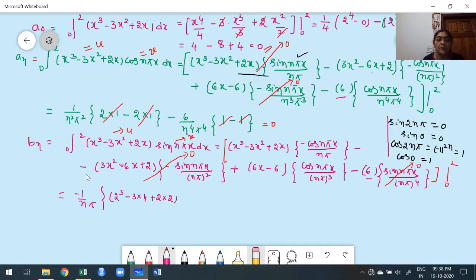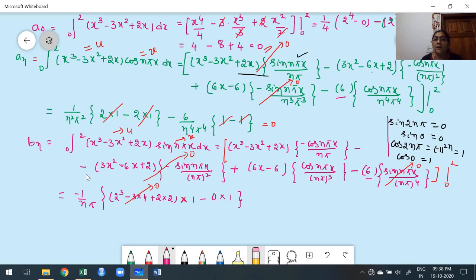8 plus 4 is 12, minus 12. What happened? This value must be, suppose you simplify that, we get 0. Now just try to put 2, what we get is cos of 2n pi. What is cos of 2n pi? It is 1, you already know that. Minus, x is 0, therefore 0, but cos 0 is 1.